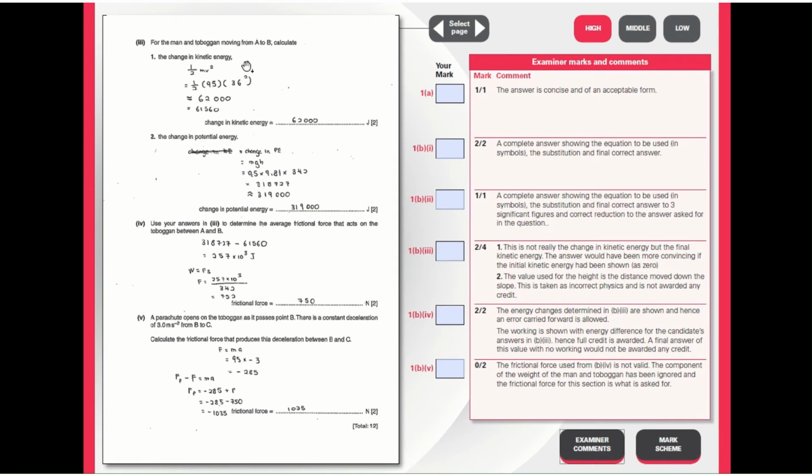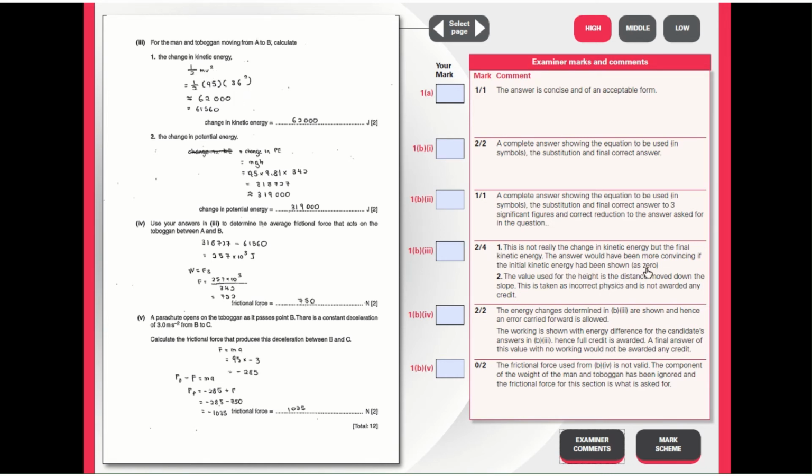So this is question B3, part 2. So the person used the wrong value of height. The value used is the distance of the slope. This is incorrect physics and not awarded any credit. But in A, what did this person get? This is not really a change in kinetic energy.